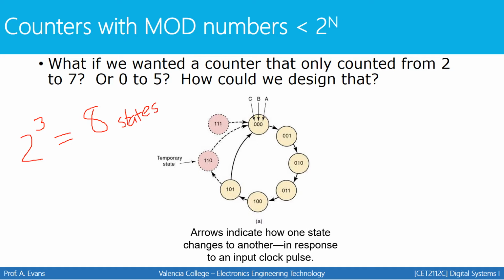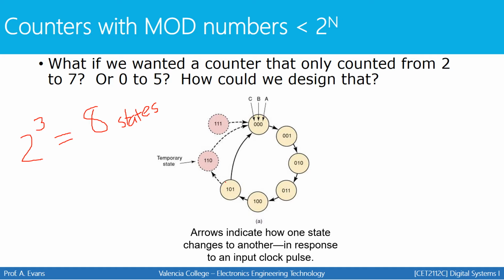If there are 8 states, we can expect that counter to go from 000 to 001 to 010 to 011 to 100, 101, 110, and 111. That's how we would normally expect that counter to operate.